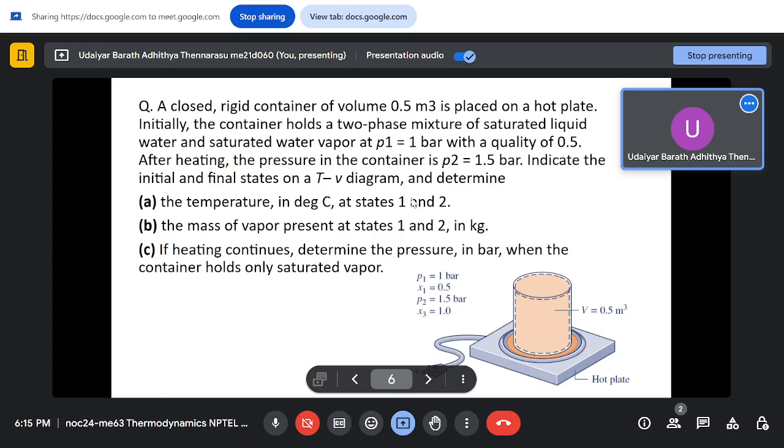So there are three states you see. Initially you have 50% vapor and 50% liquid, and the pressure is at 1 bar. Being a closed container, the volume will remain the same at 0.5 meter cube.